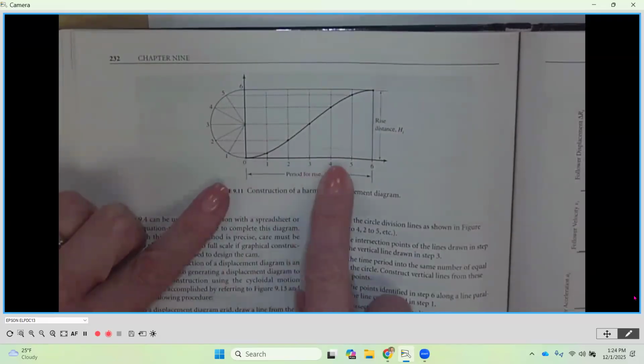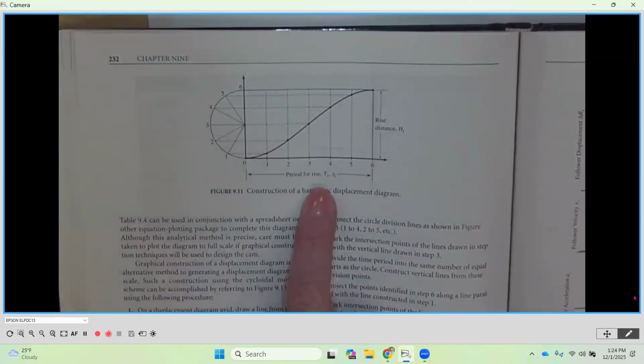And what we're going to do is look at the total rise vertically. And then the horizontal is going to be the amount of time or the period that we're going to be using. Now, for harmonic motion, we are going to be dividing in 6 sections. So along the horizontal axis, however long this is, you're simply going to divide that number by 6 and have 6 even increments along that length.